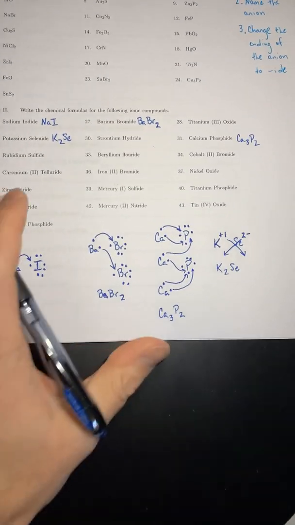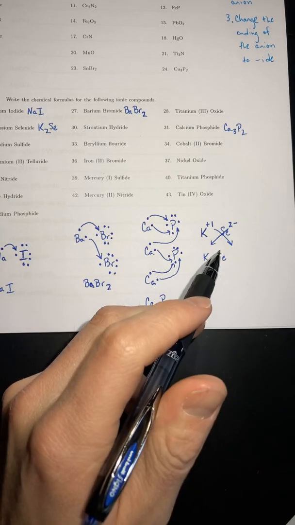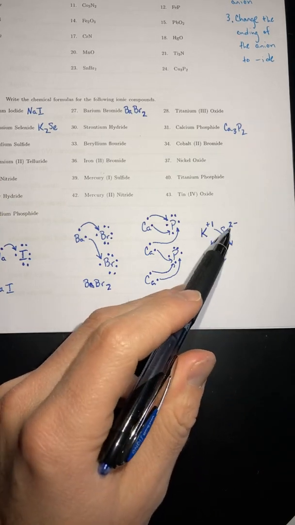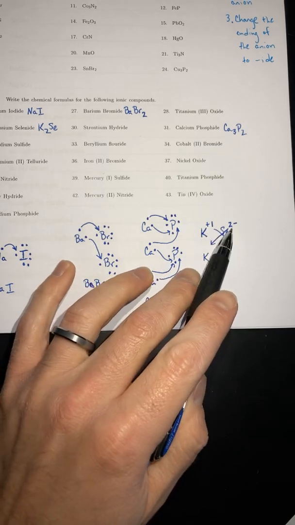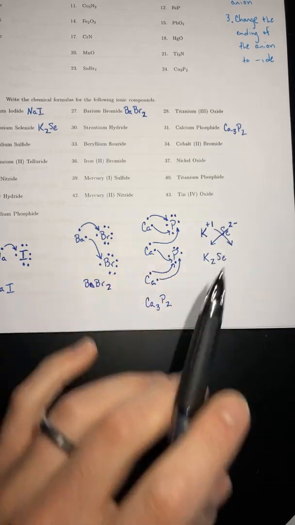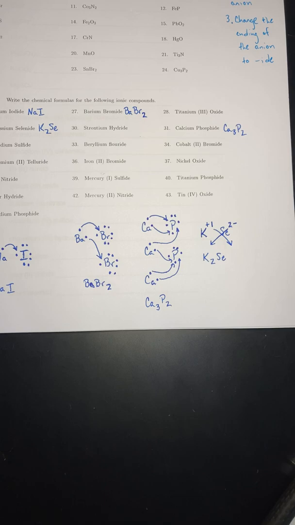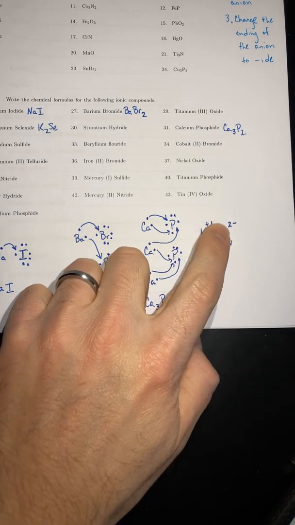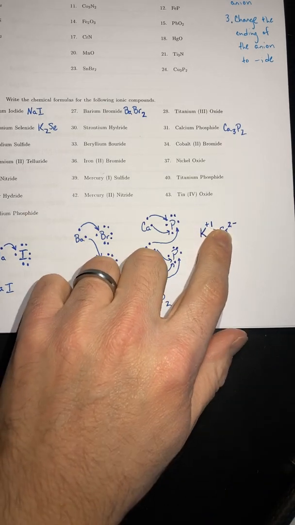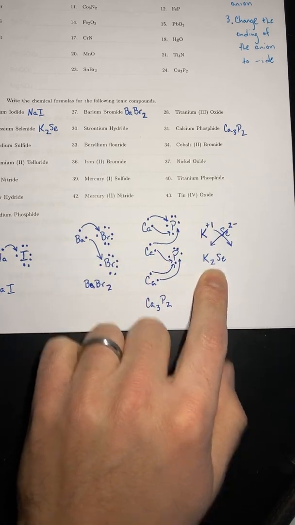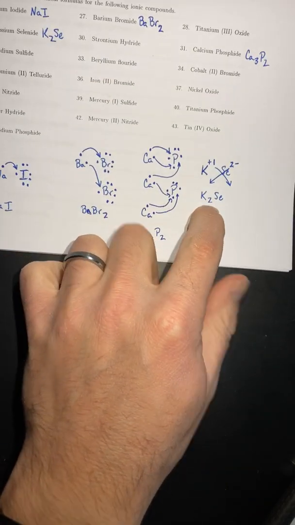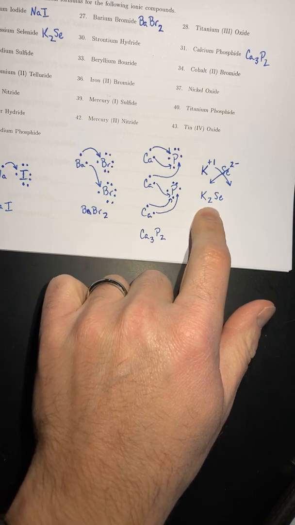All right, does everybody understand where I got those numbers? Okay, I just took the charges and I just crisscrossed the numbers. Now, guys, when you write a formula, there are no charges included in the formula. So these are charges right here because these are charges on the individual ions. However, once it's in the formula right here, you no longer show the charges.